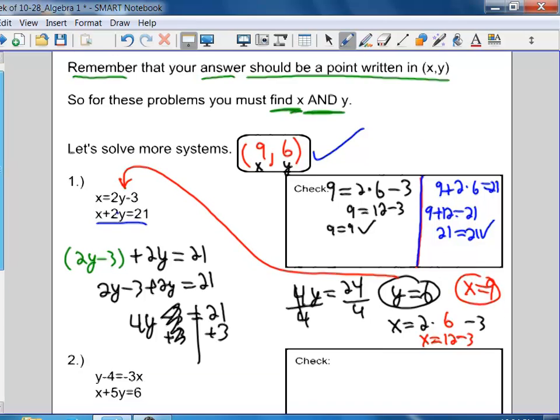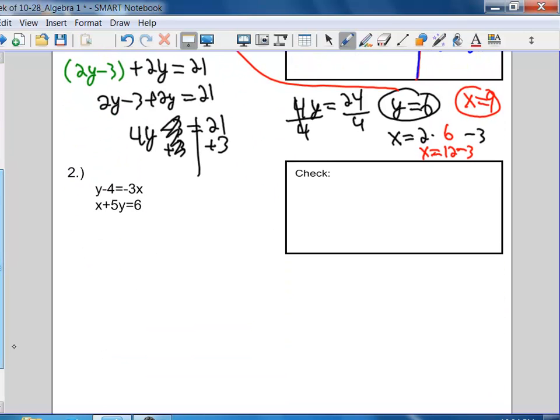So hopefully you came up with that. Let's take a look at the second one. What do we got going on here? Looks like we have y minus 4 equals negative 3x, and x plus 5y equals 6. We can pick either x or y to solve for in either equation. And I'm thinking that I'm just going to solve for y in the top equation. So I'm going to rewrite the top equation, but I'm going to get y alone. That's the first step to getting through this.